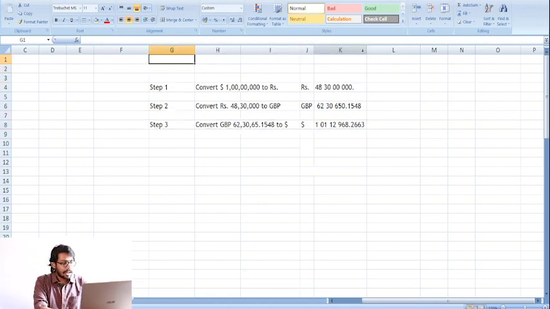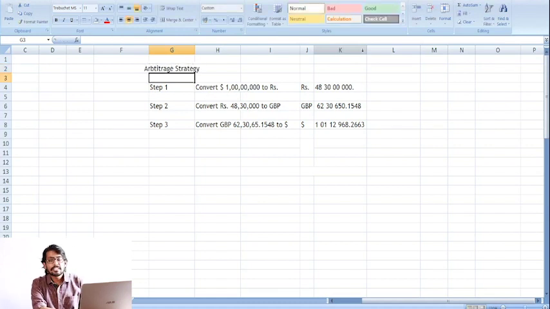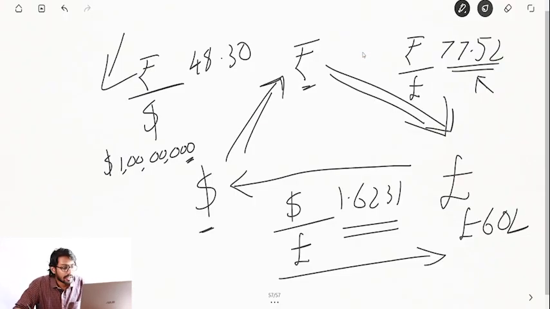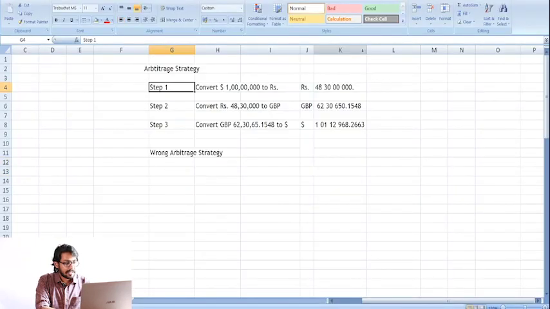This is the correct arbitrage strategy. Now there is a wrong arbitrage strategy. You need not write it, but just note it down in the notebook. Not for the exam, just for your knowledge. You could go the other way around. You could convert dollar to pound. So you'll have the same 3 steps.